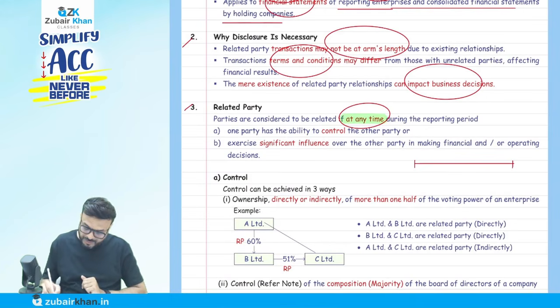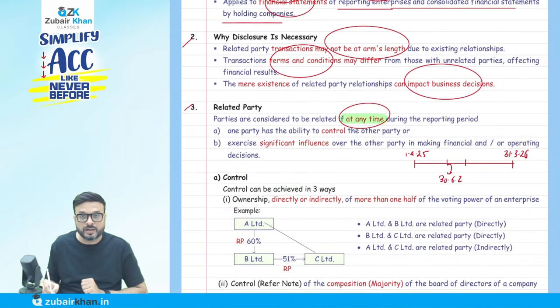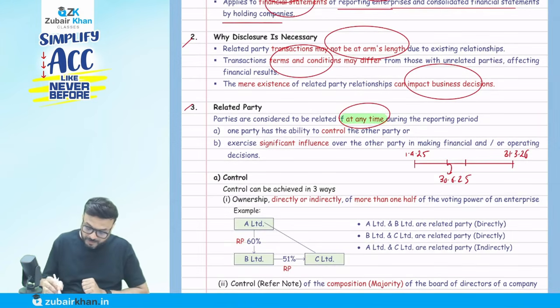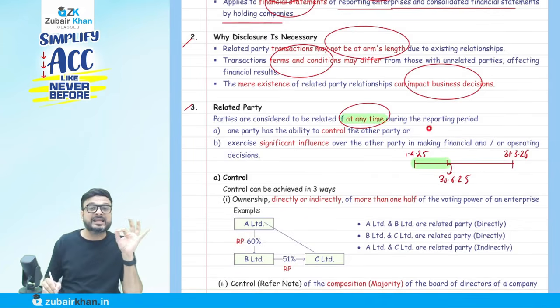Suppose a relationship exists from the year start on 1st of April 25 and the year ends on 31st of March 26. Now understand, the relationship comes to an end here, for example on 30th of June 25 that year. So if the relationship comes to an end on 30th of June 25, they are not related on 31st of March. It's okay, but they say at any time. So they were related during this period, and whatever transactions they have during this period should be disclosed.